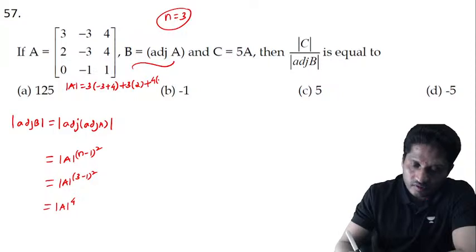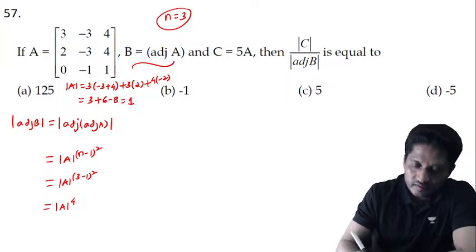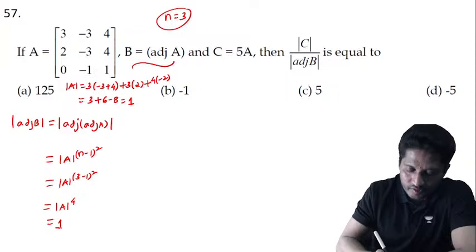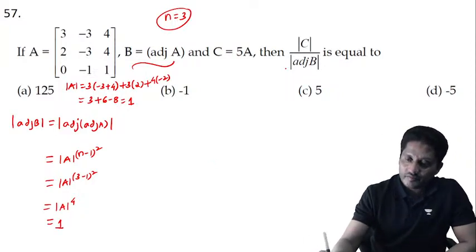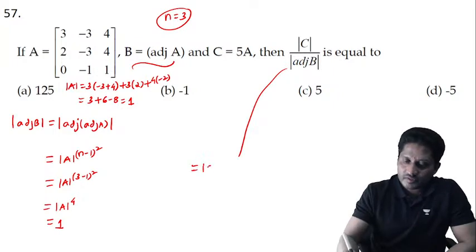Delete first row, last column, you get minus 2. So this is 3 plus 6 minus 8, which is equal to plus 1. 1 power 4 is 1. So determinant of adjoint of B will be 1. Now if I substitute here, this is determinant of C, denominator is 1.